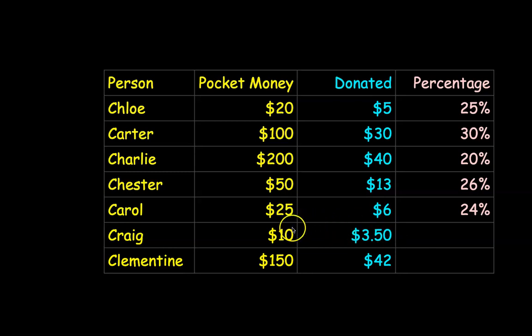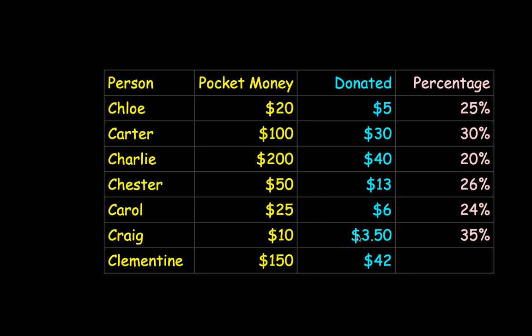Craig, he has $10. So I want to see what would happen if he had $100. So I multiply this by 10. It gives me 100. I multiply this by 10, which gives me 35. He gives away 35%. He would give away $35 out of 100.